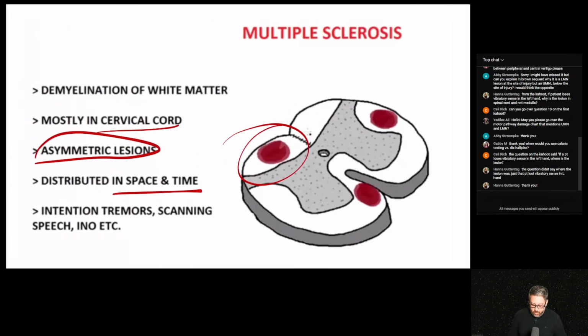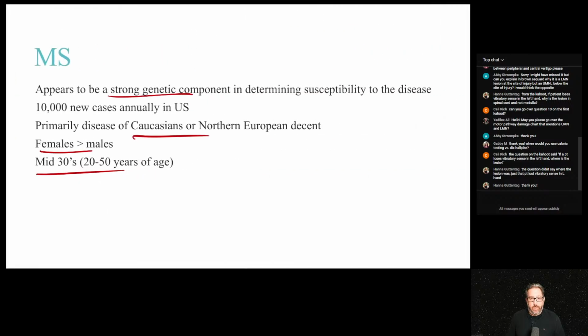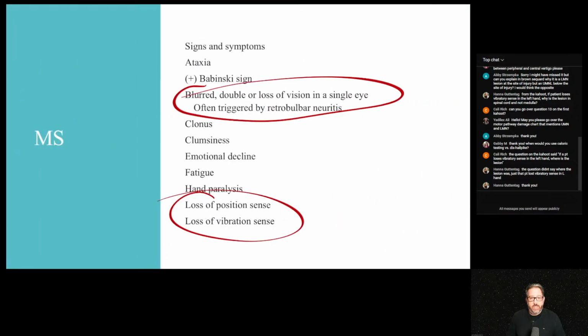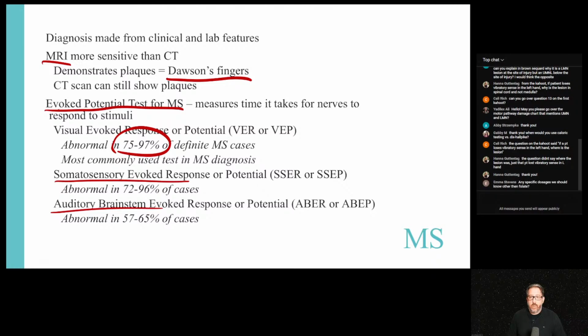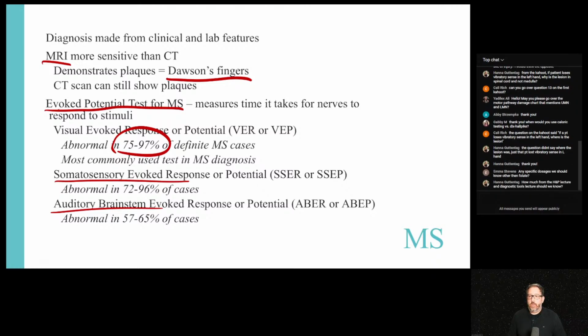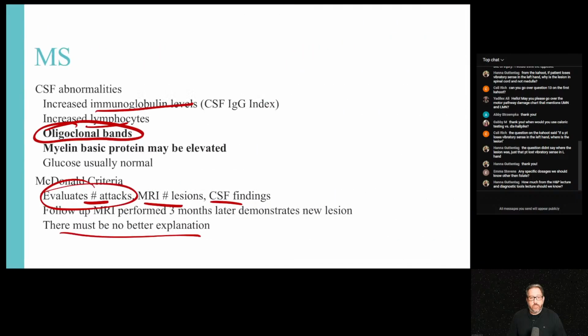What else in here? MS, remember, demyelination of white matter, obviously only in the CNS. Asymmetric, remember, wherever these lesions show up, space and time, every time you get a new lesion, it's a new symptom they're going to have, a new flare-up. More females than males, mid-30s, remember your ages for these things. Blurred vision is one of the big ones they're going to have. Fatigue, loss of position sense, so they have problems when they walk. What else? Dawson's fingers, make sure you remember those things.